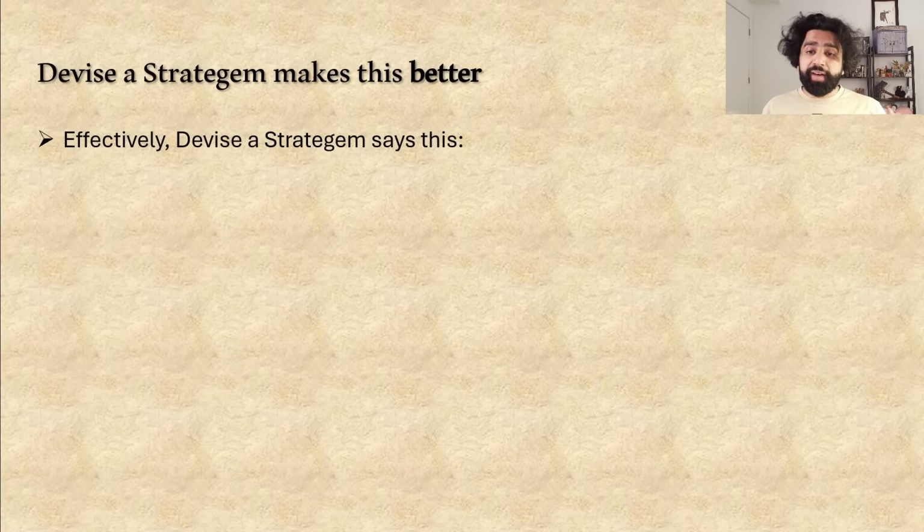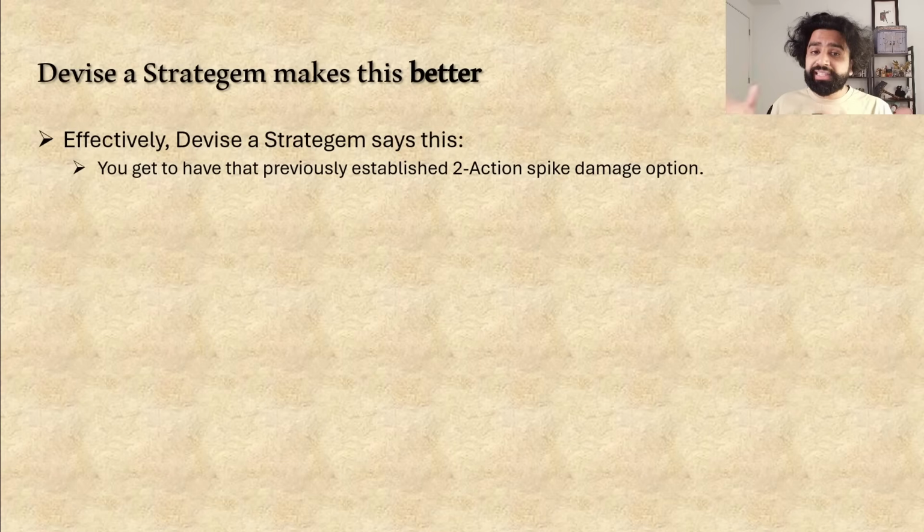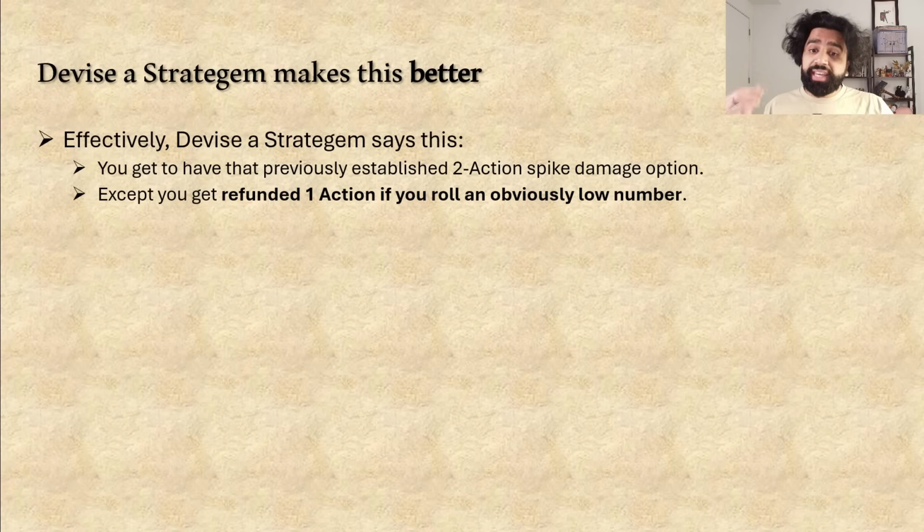Effectively, what Devise tells you is this. You get to have that previously established 2-action spike damage option. You use Devise, you roll high enough to hit, you then use a second action to strike, and you get that spike in damage. But if you were to miss, especially if you missed by an obviously low number, you are refunded one of those two actions. You never have to make that second action to strike. You simply used Devise, saw a low roll, and did not spend your second action.